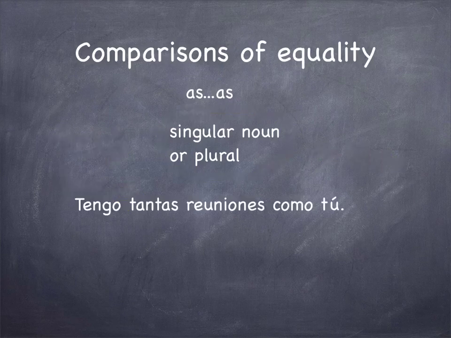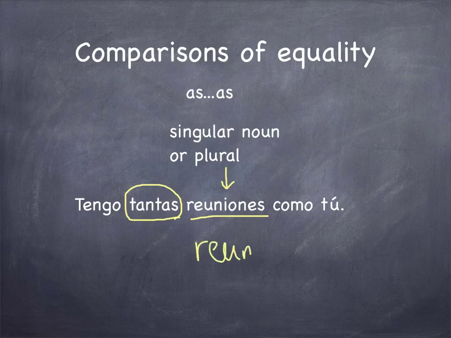Tengo tantas reuniones como tú. So we have here the word tantas. In this case, we have a plural noun. Now remember that the word reunión ends in ión, and because it ends in ión, therefore it is a feminine noun. Because it is a feminine plural noun, this is why we have tantas here and then followed by como. Tengo tantas reuniones como tú. I have as many meetings as you.